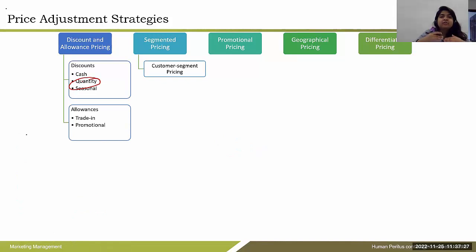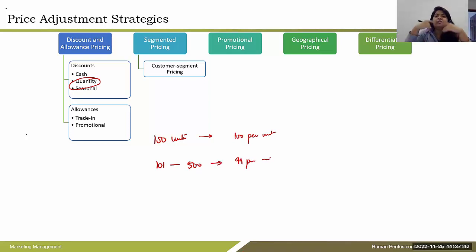Quantity discount. When you buy more in quantity. Let's say till 100 units, I will charge you 100 rupees per unit. From 101 to 500 units, I will charge you 99 per unit, and so on and so forth. Over quantity. Seasonal discounts. When you buy me something in off season, I will give you discount. Let's say you buy AC in winters. You buy summer clothes in winter season, like those. Seasonal discounts. Okay.